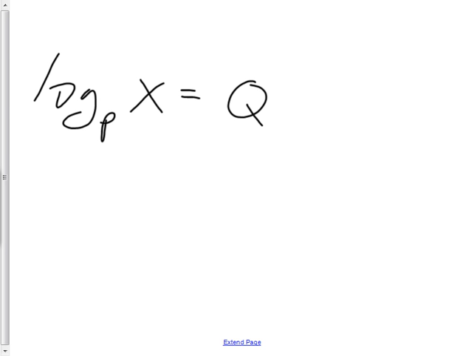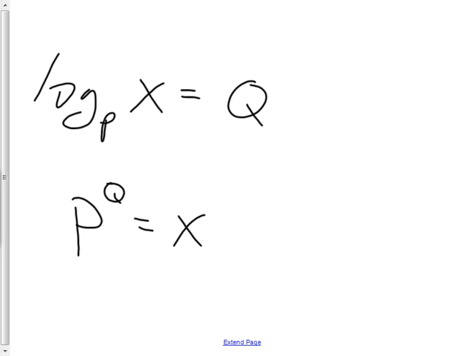Whenever they're in this mode, change them to the other mode. This is log mode. What's the other mode? Exponential. So I could rewrite this as exponential, and it would be what to the what equals what? P to the Q equals x. And I asked you to solve it for x. So what's the answer? P to the Q.